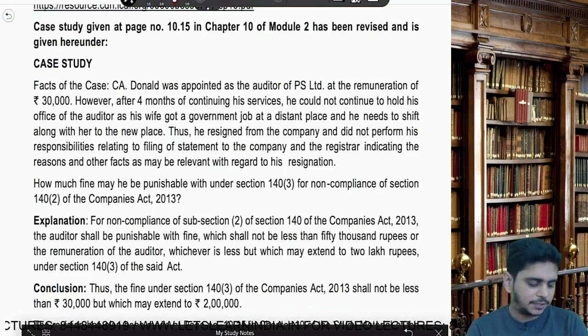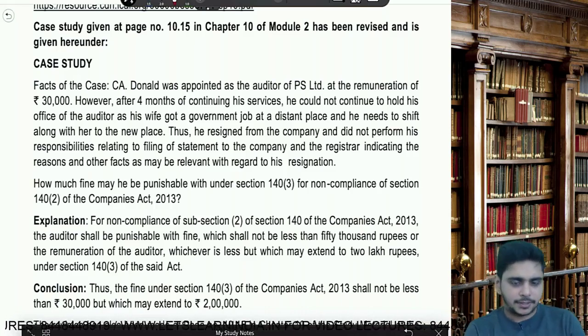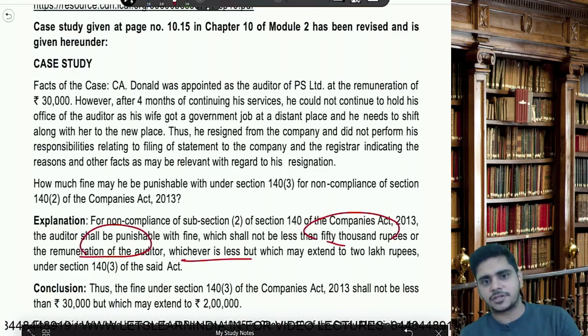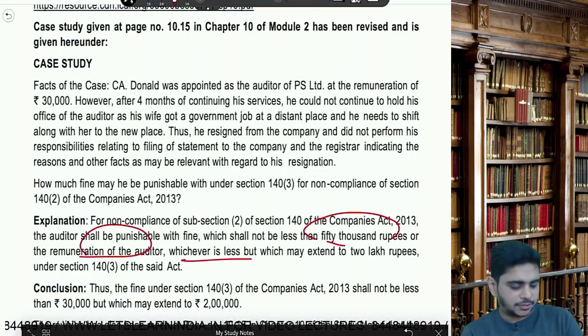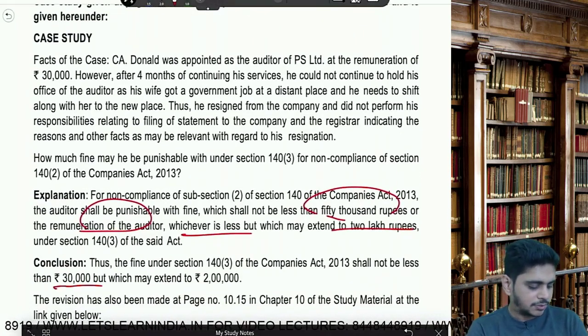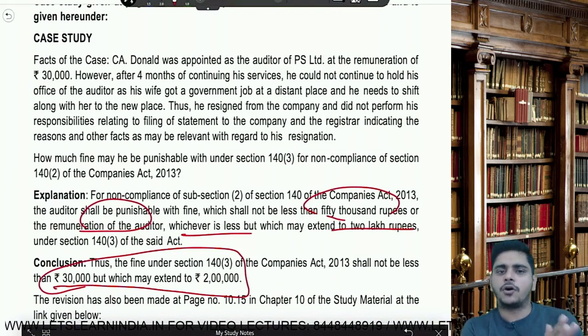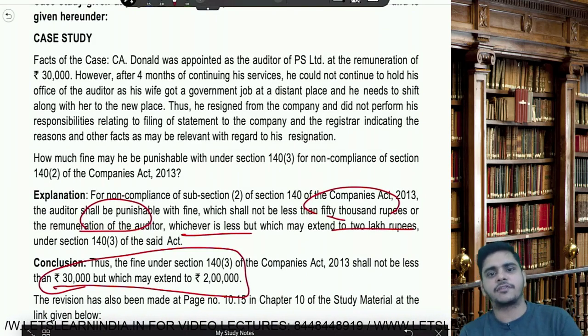How much fine will he be punishable with? So the fine, as per the amendment which you have already studied, is 50,000 rupees or the remuneration of the auditor, whichever is less. 50,000 or the remuneration, which is 30,000, but which may extend to 2 lakh rupees. So 30,000 to 2 lakh rupees is the fine, because he has not filed ADT 3.